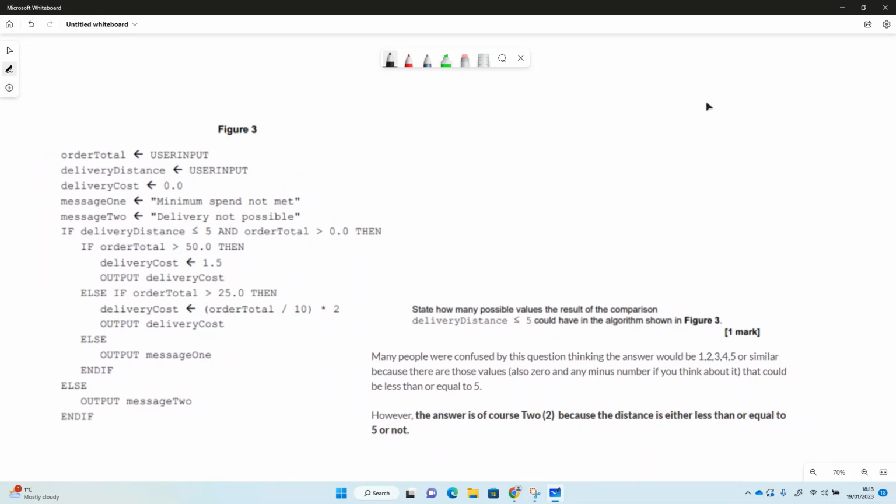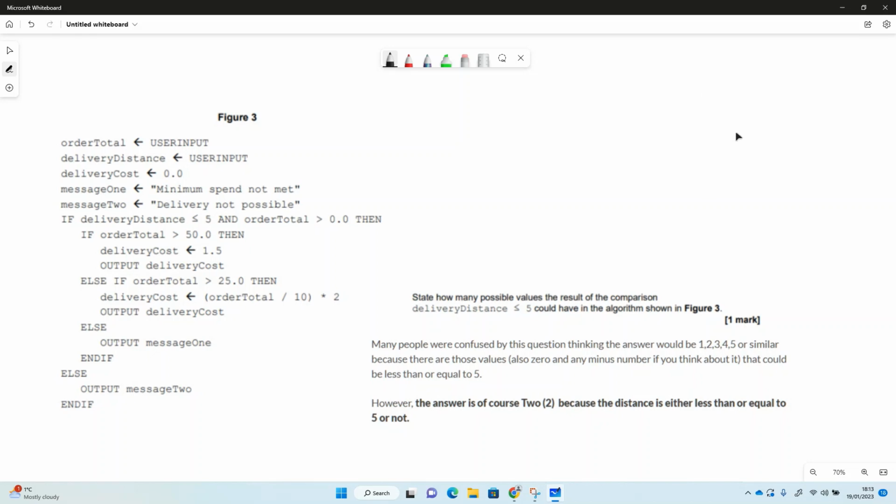Now this question came from a paper, so a GCSE paper. And we've got a bit of pseudocode this time. So this is pseudocode. So this backwards arrow is the equivalent of us saying equals. It's an assignment statement. So we've got some variables. We've got a question, a selection here, if. So we've got if delivery distance is less than 5 and order total, etc. And it's just some code they've given to us. There was another bit to this question as well, but this is the question bit that we're interested in.